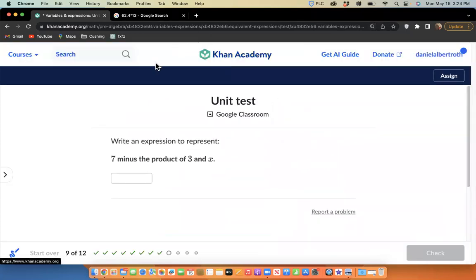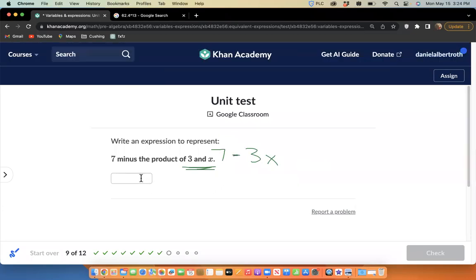All right. This says, write an expression to represent 7 minus the product of 3 and x. So I'm going to take the product of 3 and x, and it's 7 minus that. So it's 7 minus the product of 3 and x. I'm just taking the English and writing it in math language. 7 minus 3x, 7 minus the product of 3 and x. So I think that's it.